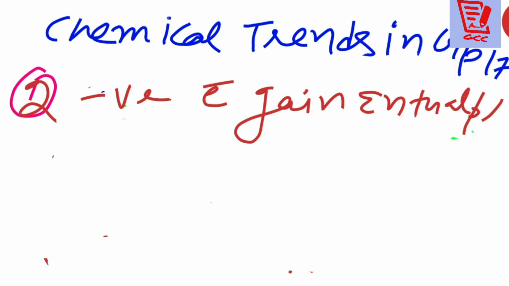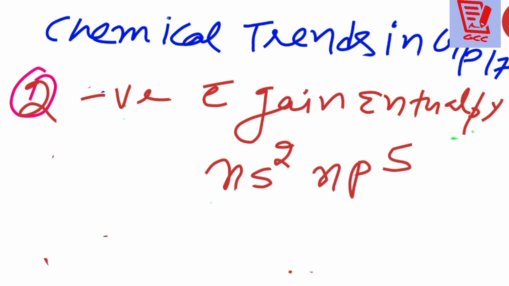I think everybody knows why. Because of their configuration. Their configuration is ns2 np5, and they can easily gain one electron. And student, one thing more: due to this reason only, halogens are called powerful oxidizing agents.